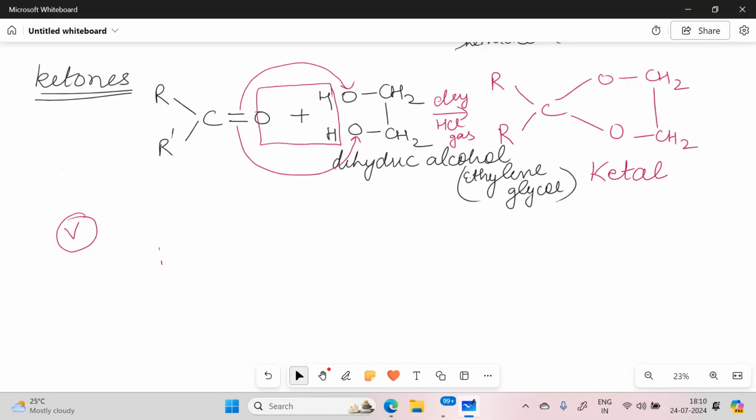Now we have to do the last reaction. Note it down, then I will start the next one. The next reaction has 7 subparts. It's very easy. The only thing is you have to learn the names of the different compounds. All of you are done till here?